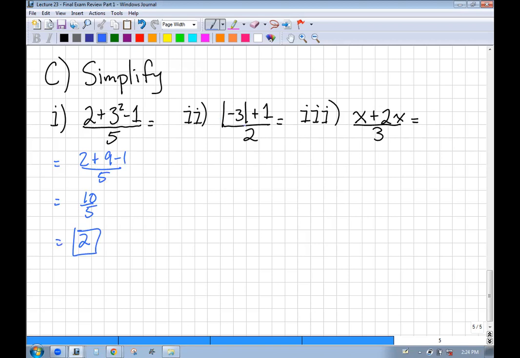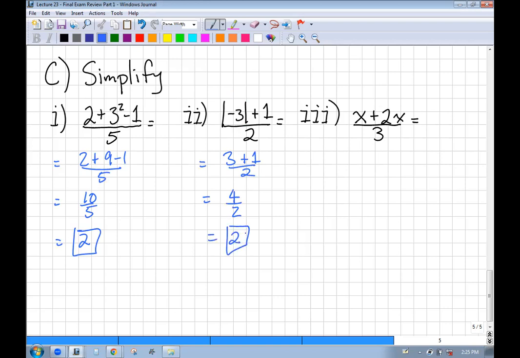All right, part 2 here, the absolute value of -3. Remember, absolute value is its distance from 0. So -3 is a distance 3 from 0. 3 plus 1 is 4. 4 divided by 2 is 2.